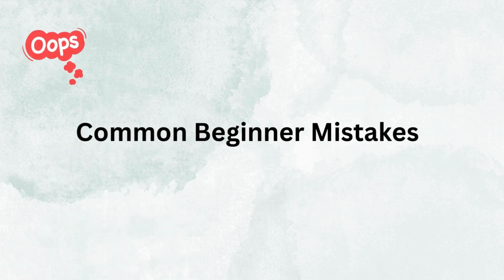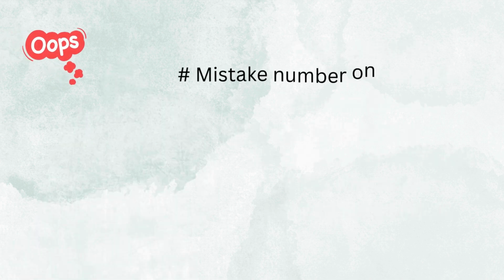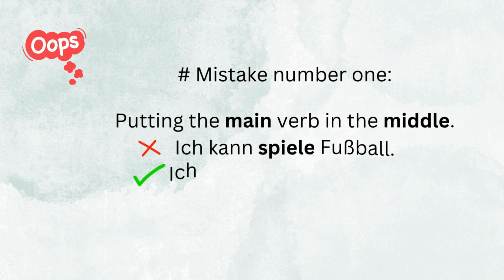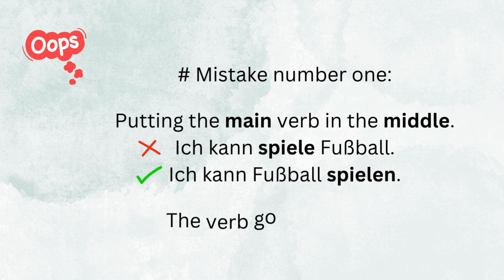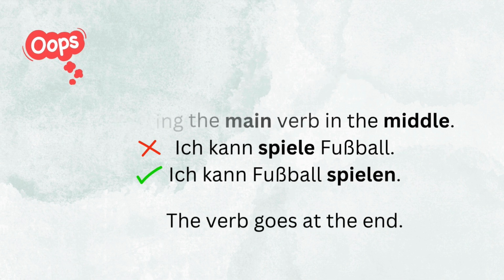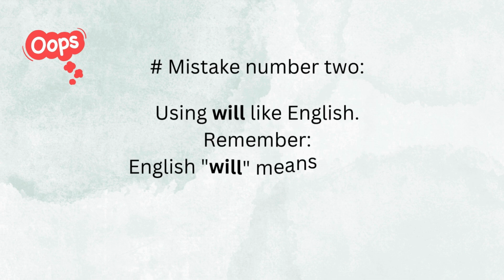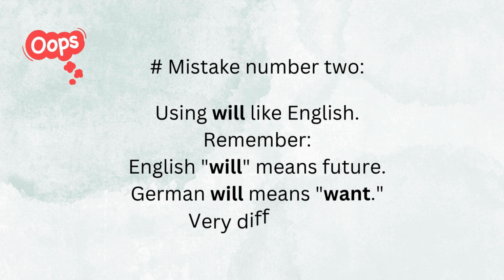Let's see some common beginner mistakes. Mistake number 1. Putting the main verb in the middle. Ich kann spiele Fußball. Wrong. Ich kann Fußball spielen. Correct. The verb goes at the end. Mistake number 2. Using will like English. Remember, English will means future. German will means want. Very different.